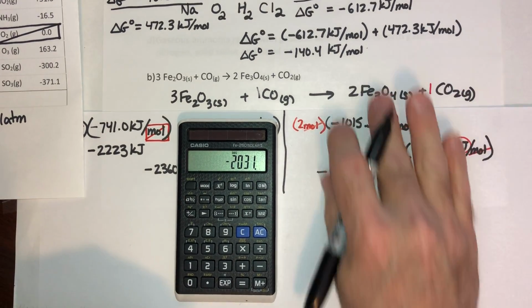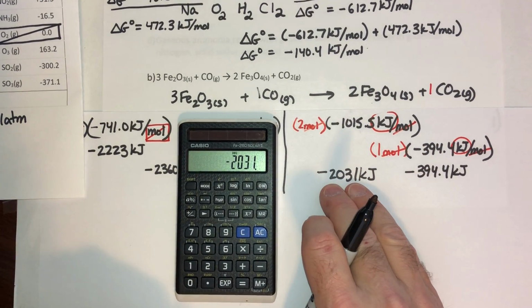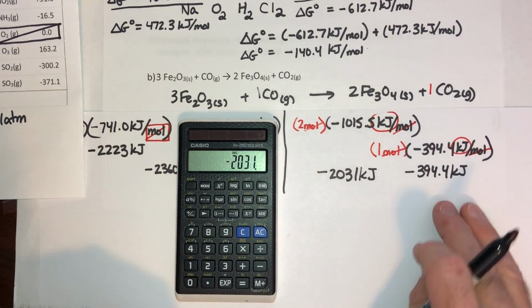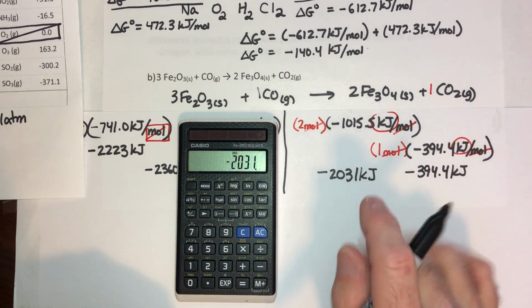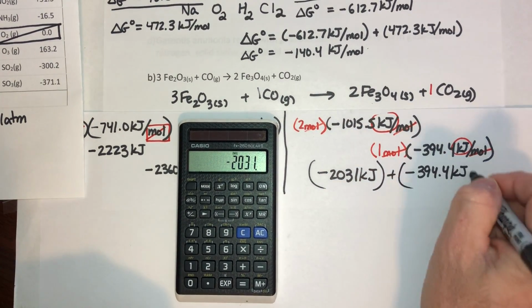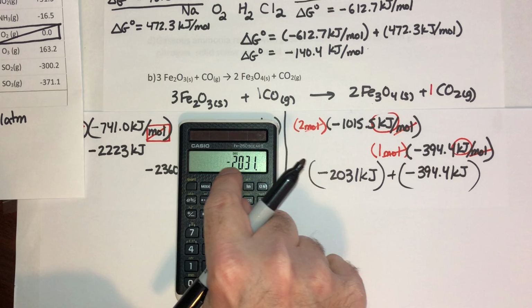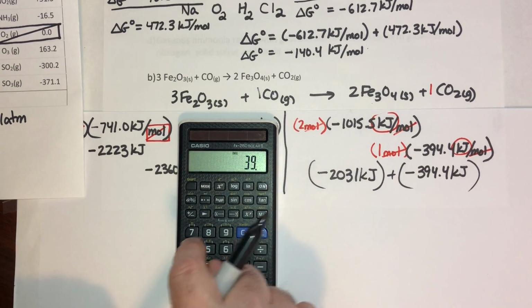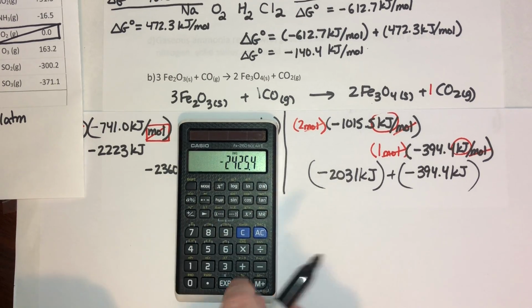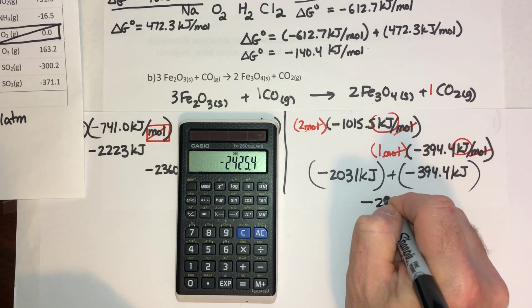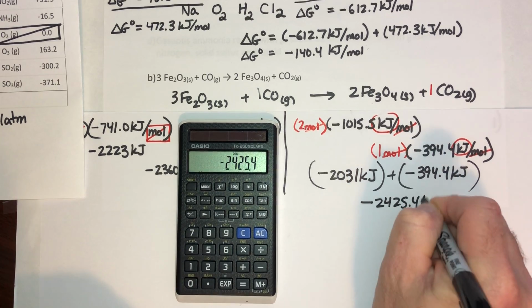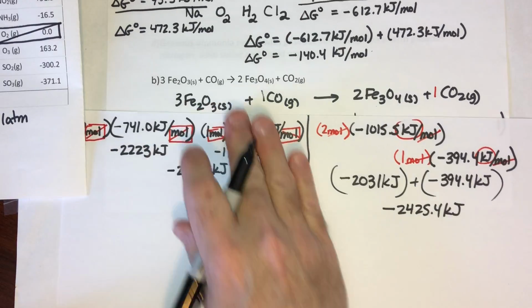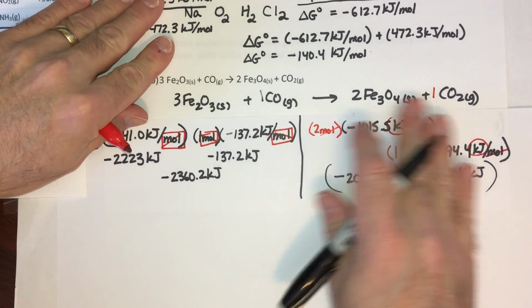And this is the products. This is the amount of Gibbs free energy that goes with this product. This is the amount of Gibbs free energy that goes with this product. And I need a total. So I'm going to add those two together, so this one plus this one. I've already got negative 2,031 in my calculator, and I'm going to add on the 394.4 negative. That gives me a total of minus 2,425.4 kilojoules. The total Gibbs free energy that goes with the reactants, the total Gibbs free energy that goes with the products.